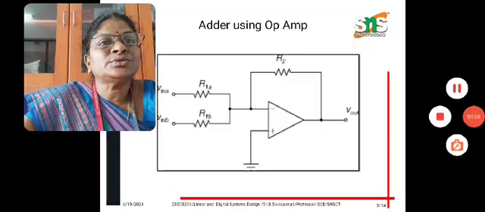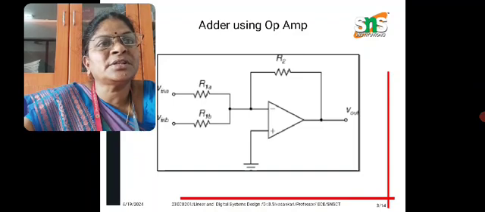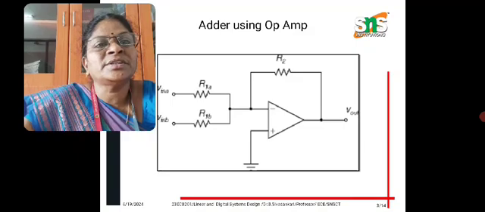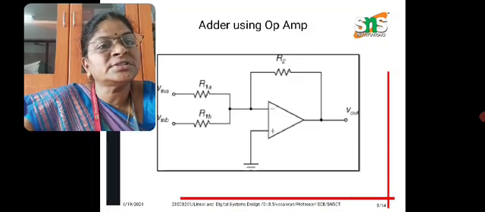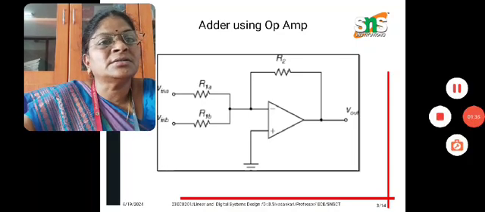So this is the circuit of an op-amp using an adder. By using an adder, we can design a circuit with three terminals. Here, V in A and V in B, and we are giving two input resistances as in an inverting amplifier. So for an adder, we are giving input resistances and voltages only at the inverting input terminal, and the non-inverting input terminal is grounded here.